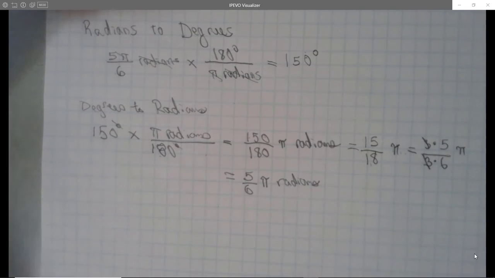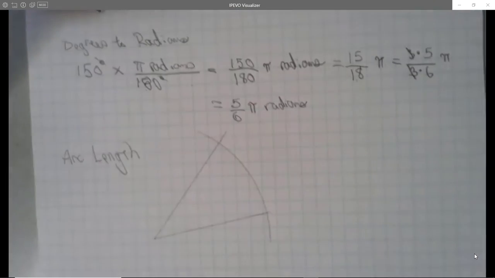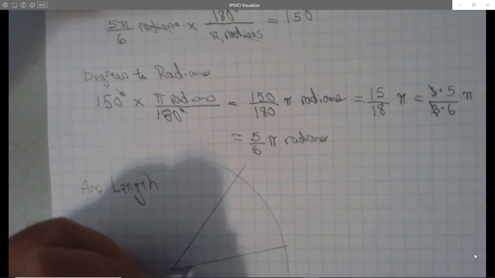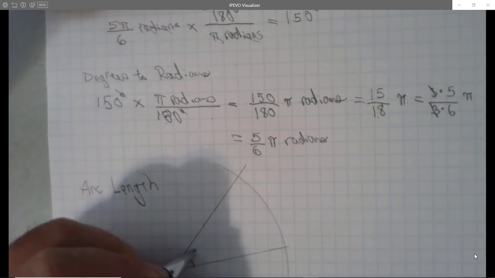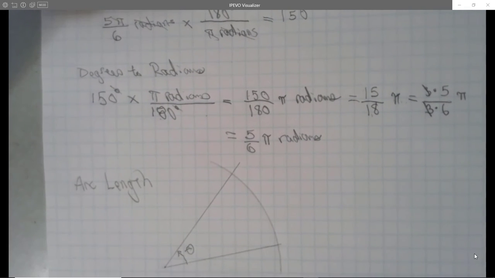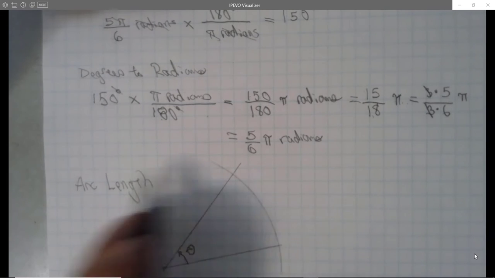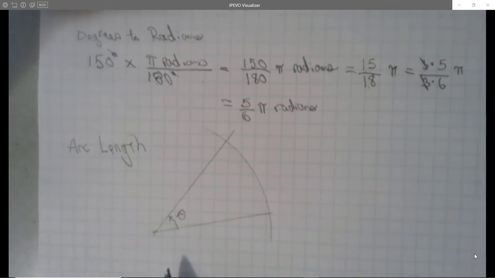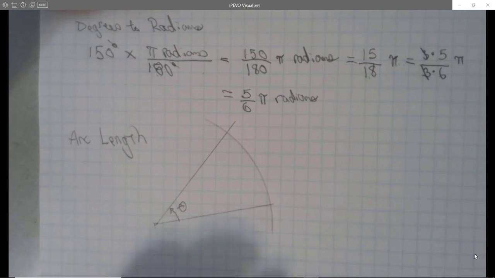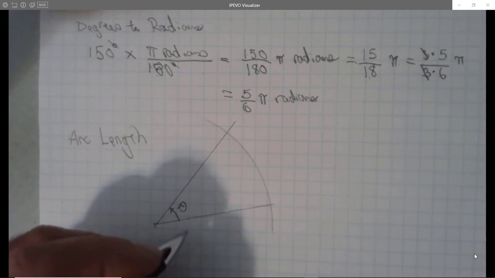Well, for an arc length of something like this, you take an angle. The center of the angle and the center of the circle have to be the same, of course. And you need to know the radius. So let's just make something up here.